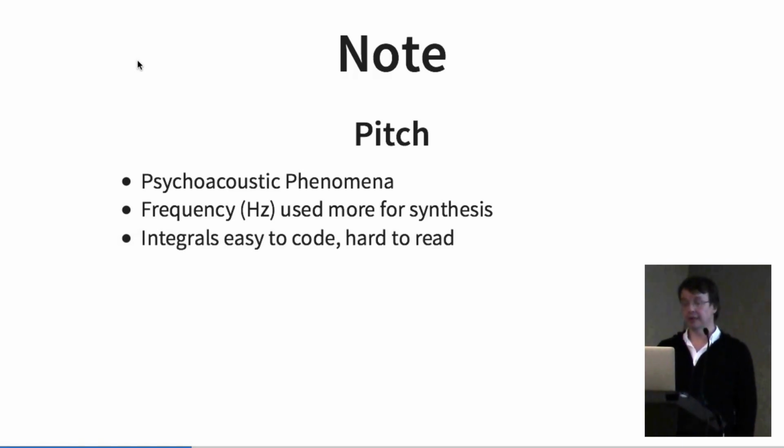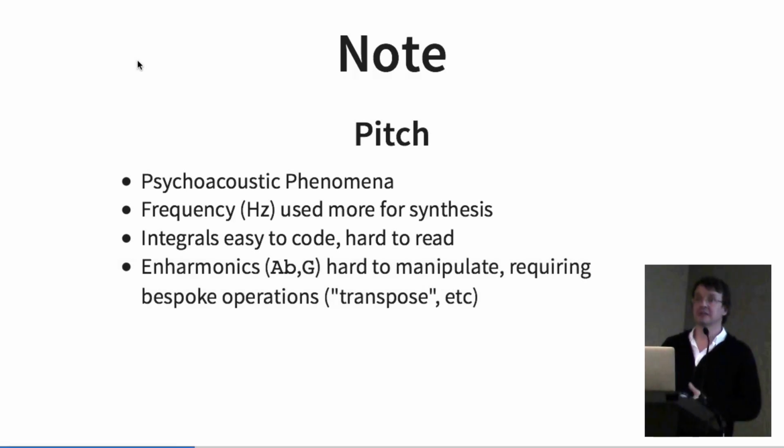So when you're writing code, integers are therefore the easiest thing to work with. But they're hard to read. I've gotten pretty used to it, but most musicians want to see something like E flat or G or something like that. But those are hard to manipulate, and what you find when you have a library that you're working with is that they have a whole set of operations to do basic numerical manipulation on them.